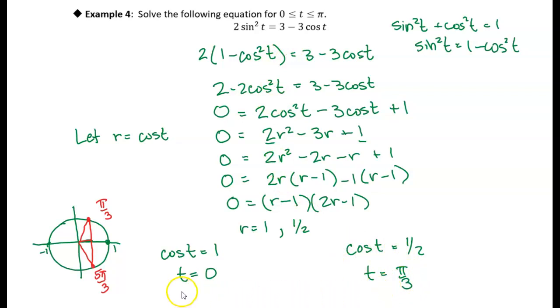So those are my two solutions: t equals 0 and t equals pi over 3.